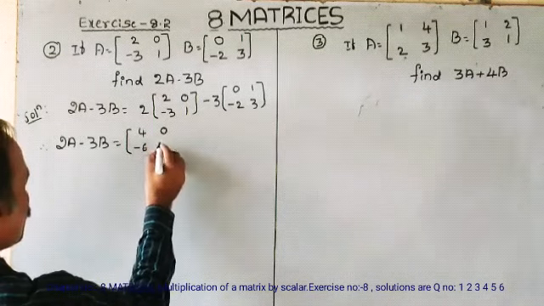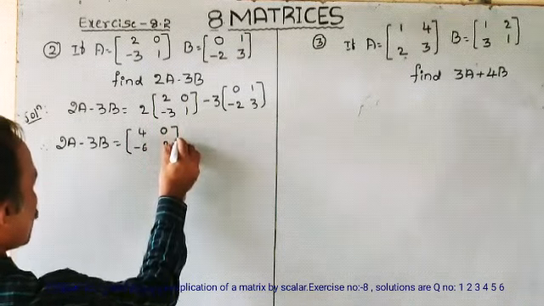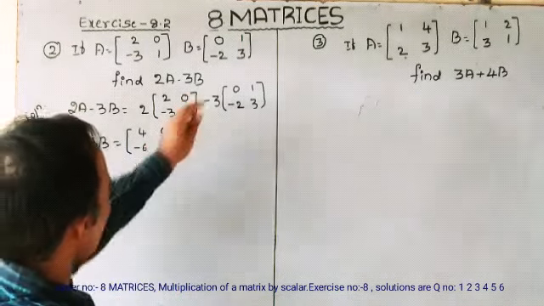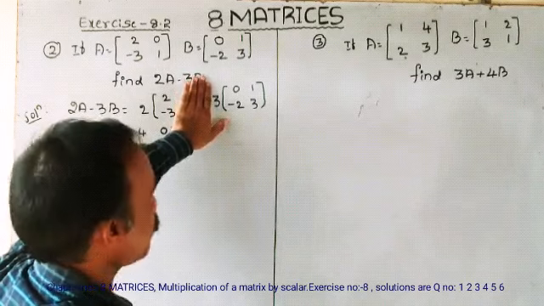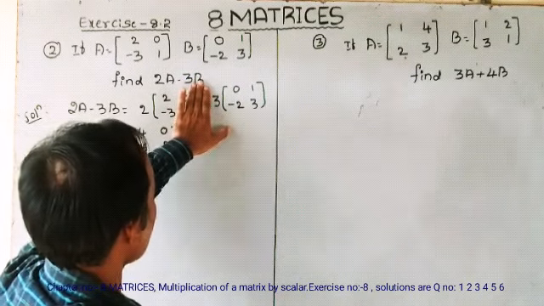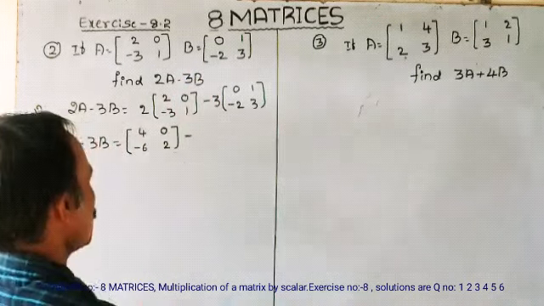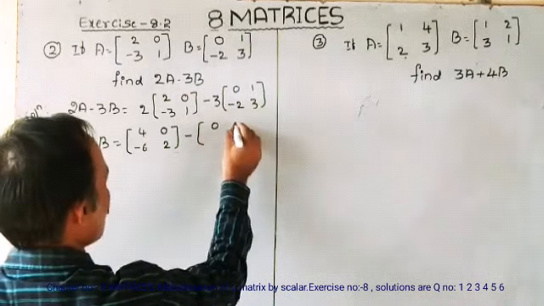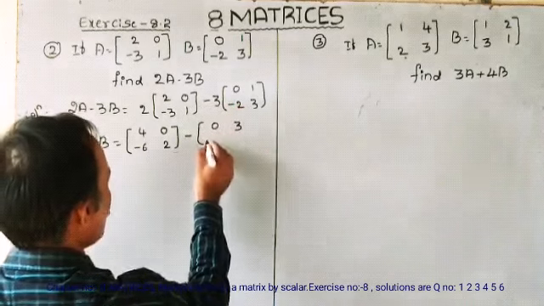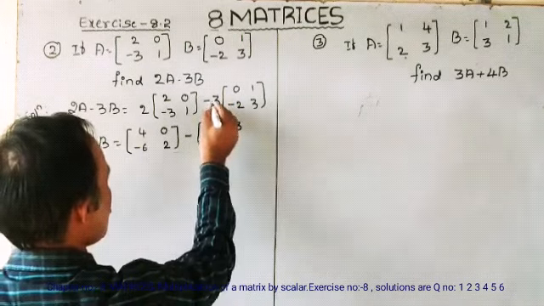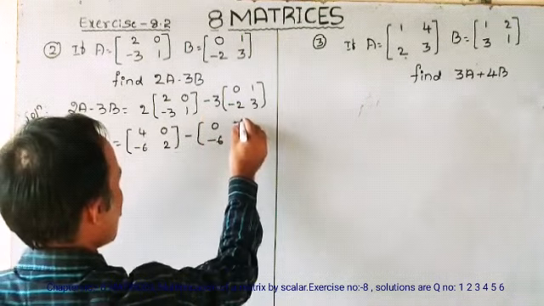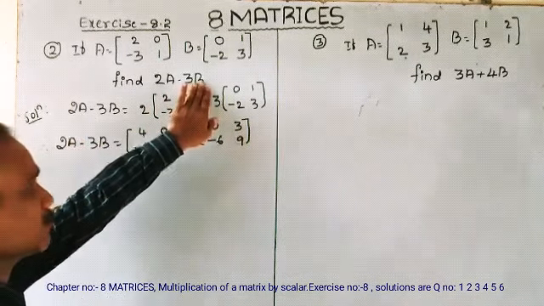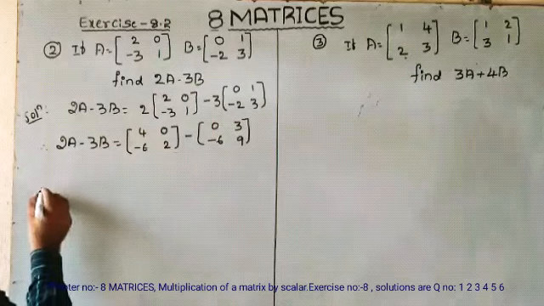6, 2 into 1, 2, and be very careful with the minus: you should multiply by only 3, don't multiply by minus 3. The minus stays as it is, multiply by only 3, that is 3 into 0, 0, 3 into 1, 3, 3 into minus 2, minus 6, 3 into 3, 9. I repeat once again, multiply by only 3. Don't multiply by minus 3.